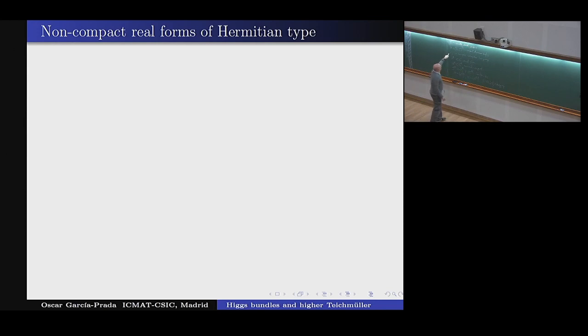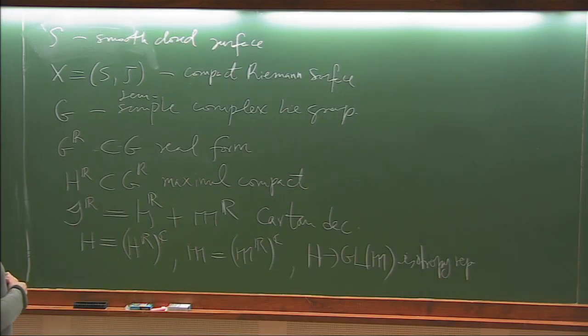Okay, good morning, everyone. Let me just, before I continue, recall some notations. So we had S, a smooth closed surface, and X was a compact Riemann surface. G was a simple or semi-simple, generally complex group, and GR a real form of G.